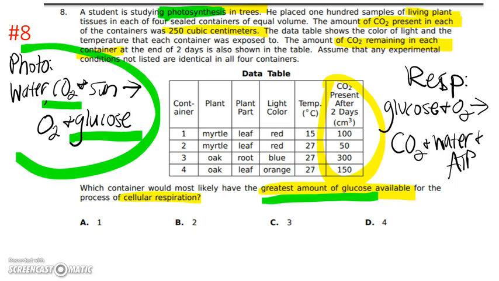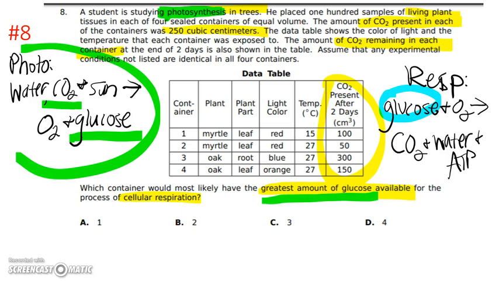Now the question also says available for cell respiration. So the reason it says that is because, remember, glucose is going to end up being a reactant in respiration. So that means the glucose that's produced in photosynthesis can go right into respiration. So our question is, which container would most likely have the greatest amount of glucose available for the process of cell respiration? So remember again, you're going to have more glucose if more CO2 has been used.